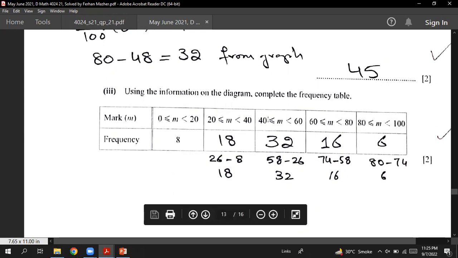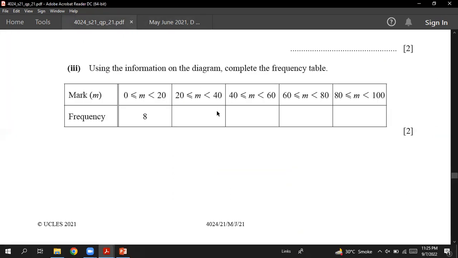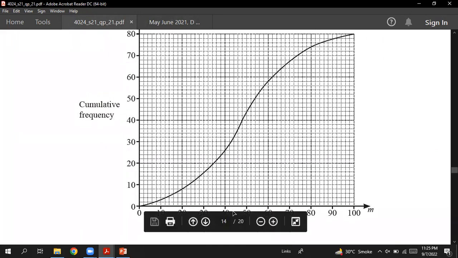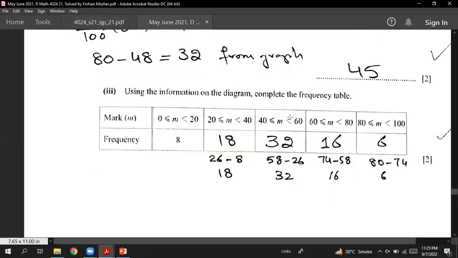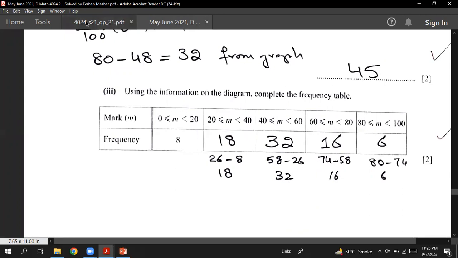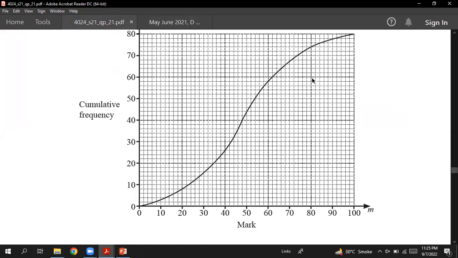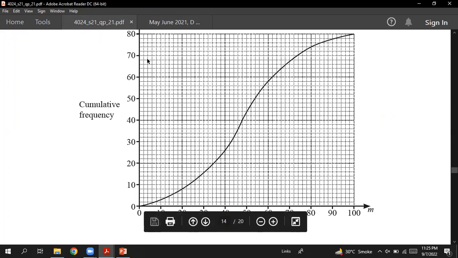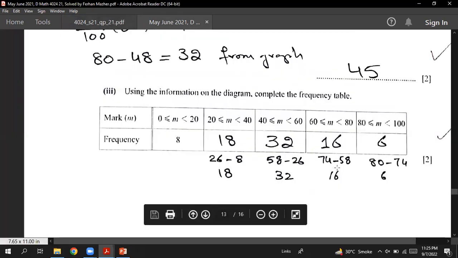Check what is the cumulative frequency at 40 and at 60. At 40 you will have this value, and at 60 you will have this value. So I have already done this. 58 minus 26, and that will be 32. Check the cumulative frequency at 80 and at 60. At 80 you will have this cumulative, and at 60 you will have this cumulative frequency. So subtract them from each other, you will have 74 minus 58, and that will be 16.